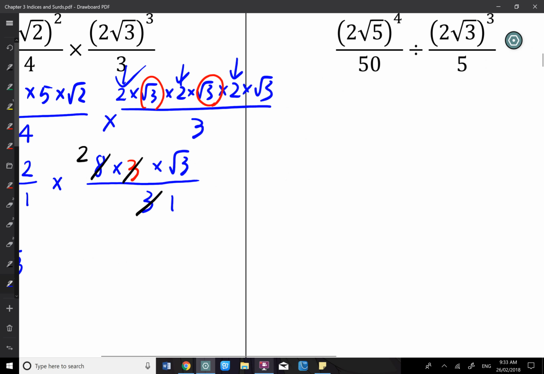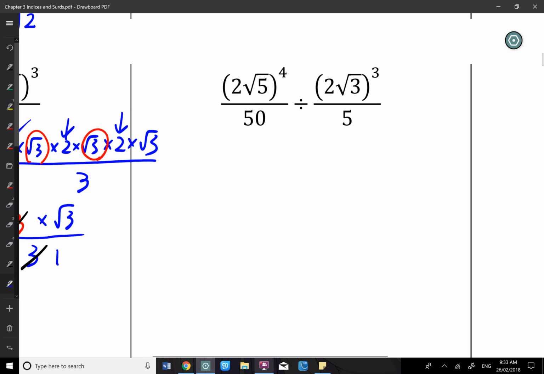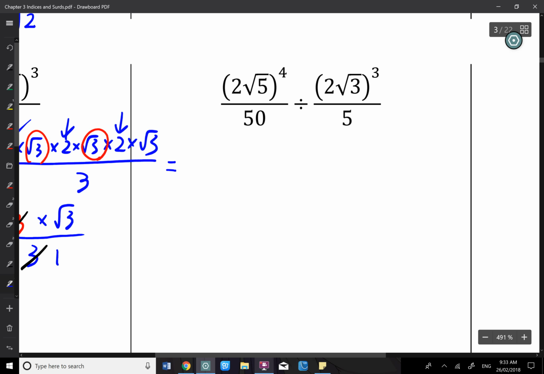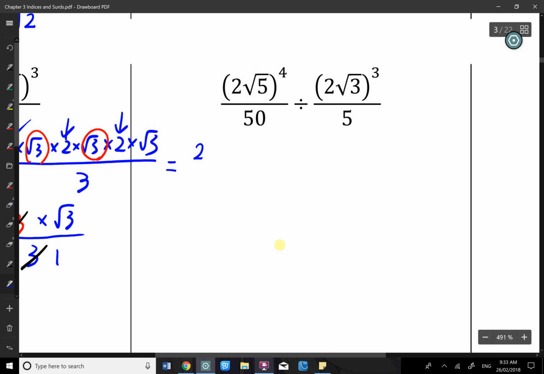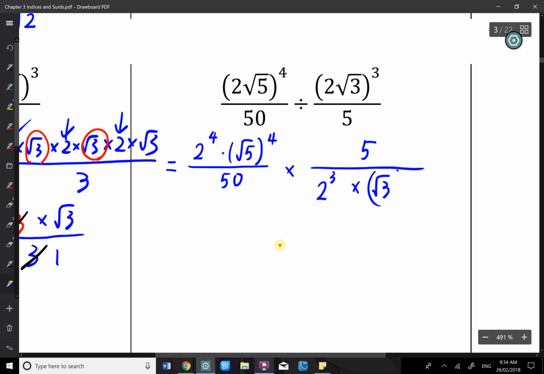Okay, let's see the next one. Next one is, as I said, the power applies to both the whole number and also the third. So the 2 will go to 2 to the power 4 and root 5 to the power 4, over 50, times the reciprocal. So the numerator will be 5 and the denominator 2 to the power of 3 times root 3 to the power of 3.